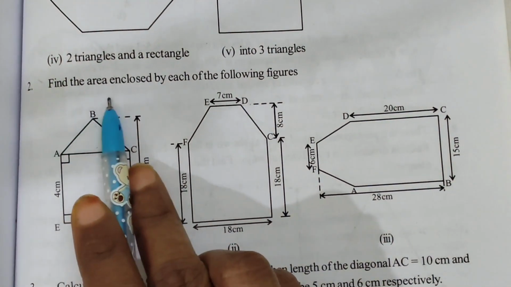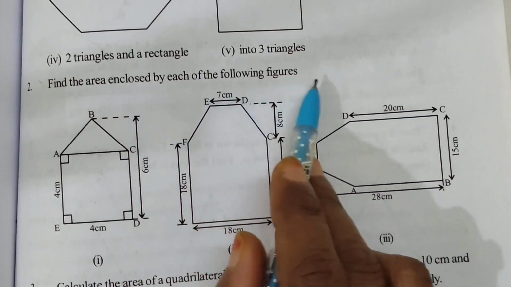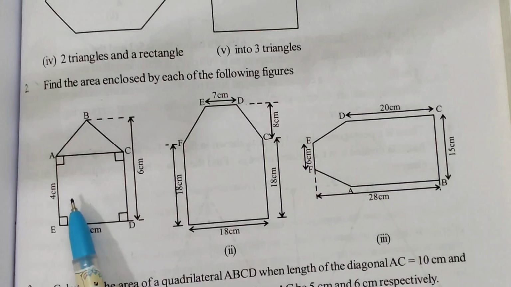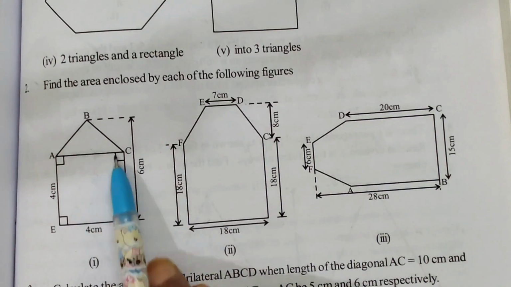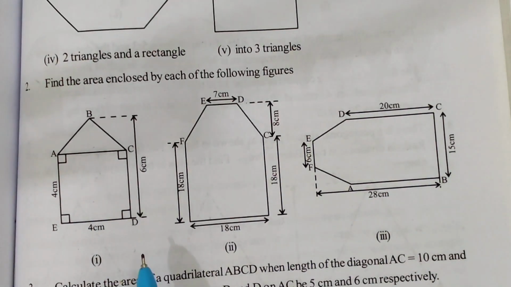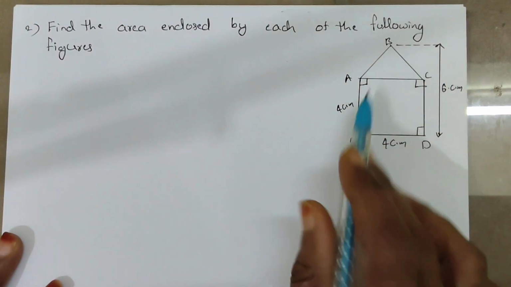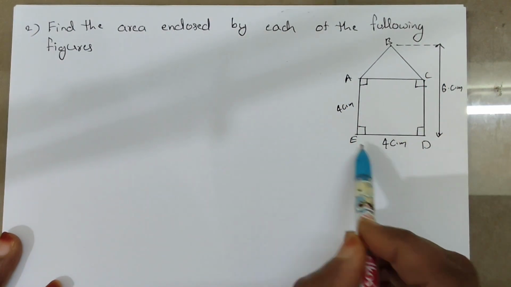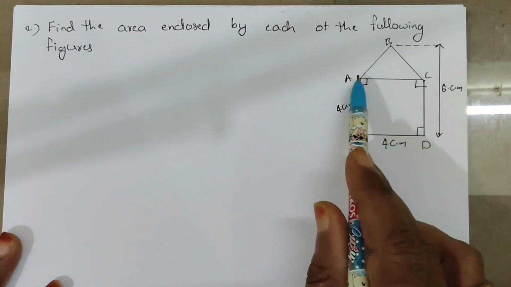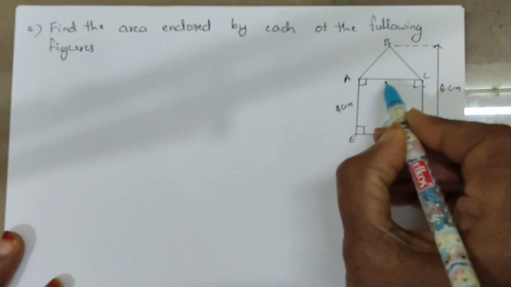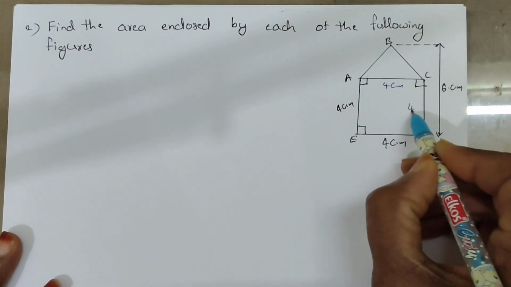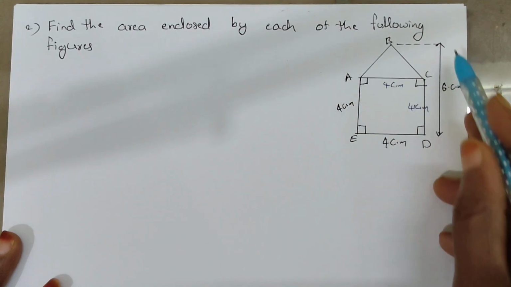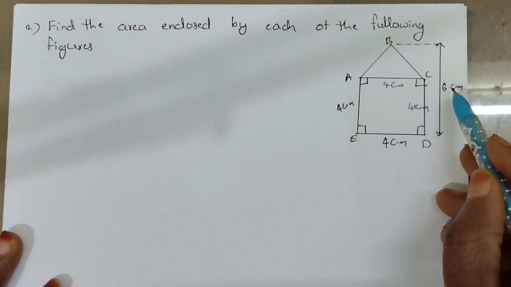Next, second question: find the area enclosed by each of the following figures. Here three diagrams are there, and the measurements are also given. We find the area of this diagram. Now here is pentagon ABCDE. Here AE, ED, DC, AC are each 4 centimeters. Now from here to here is 6.